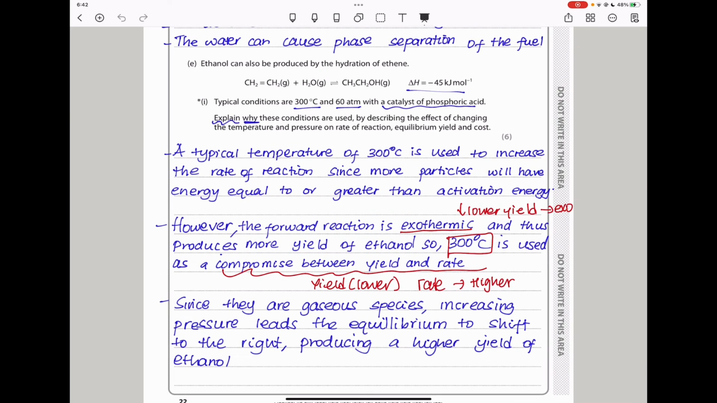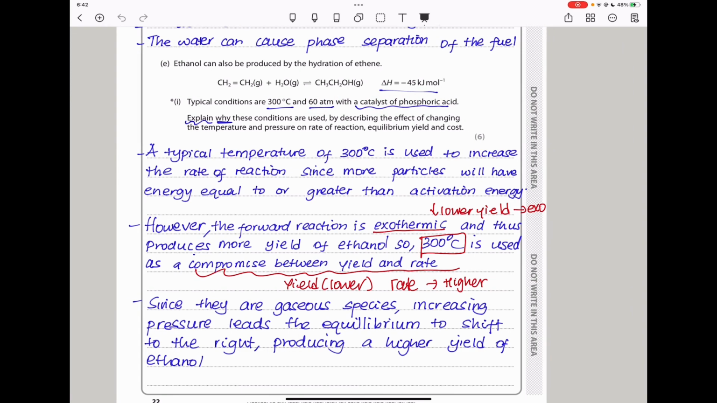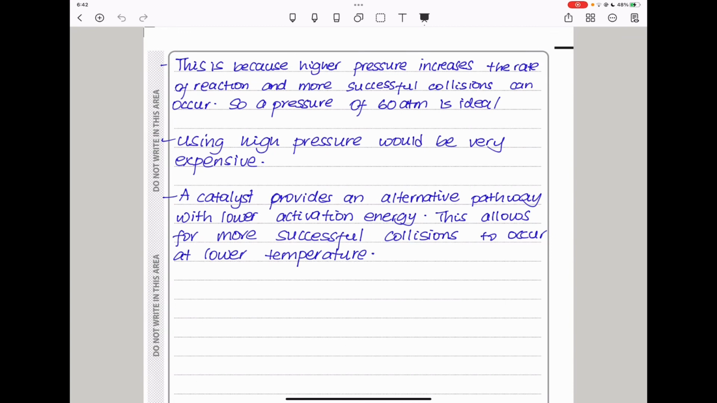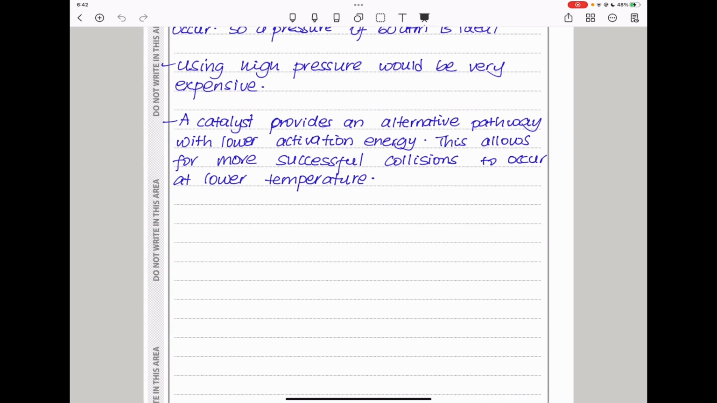So the key thing is talking about temperature, talking about pressure, and talking about the use of a catalyst, as I'm going to see here. I went on to say this is because a higher pressure increases the rate of reaction and more successful collisions can occur, so a pressure of 60 atmospheres is ideal. And then I said using a high pressure would be very expensive, so that is a by the way. And then lastly I said a catalyst provides an alternative pathway with lower activation energy, and this allows for more successful collisions to occur at lower temperature.